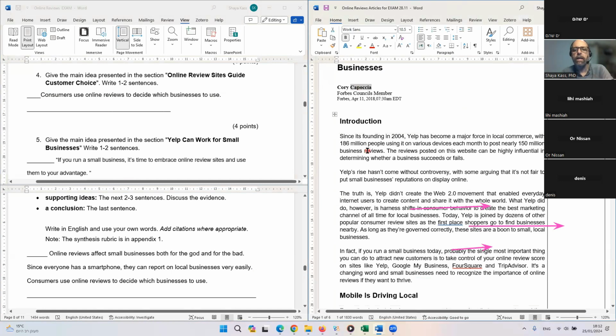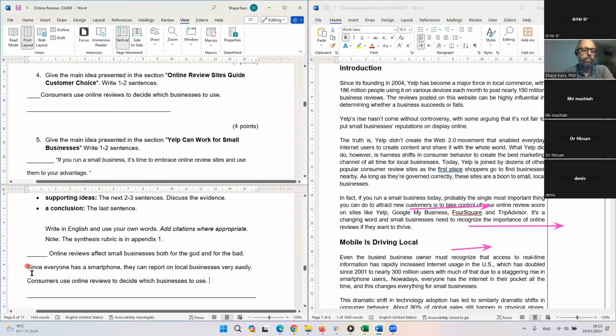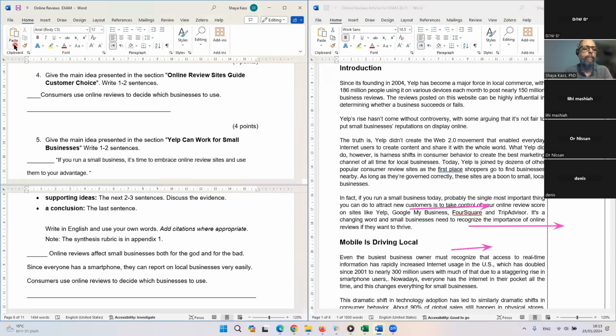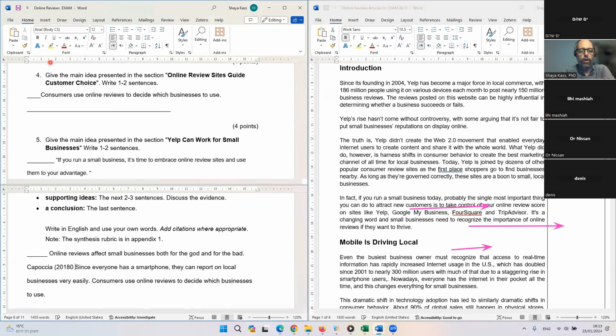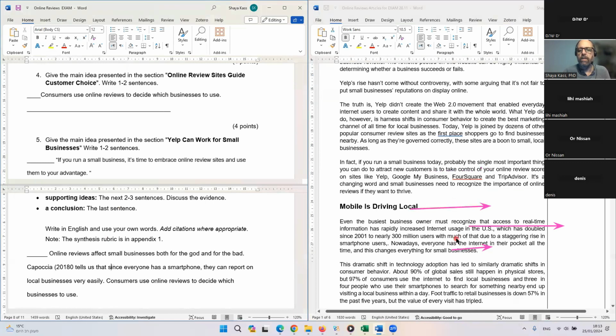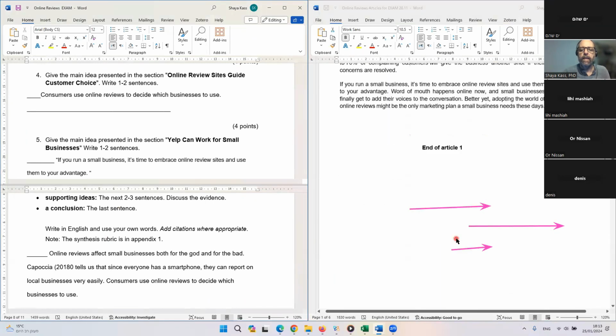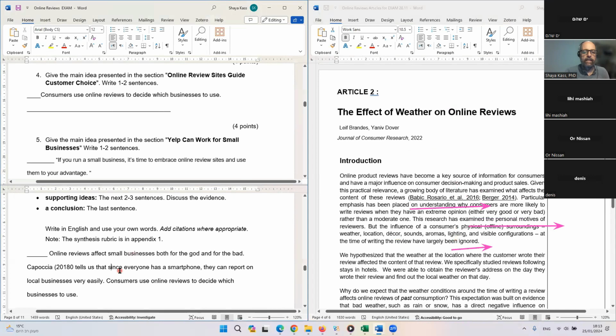Capoccia, 2018, tells us that since everyone has a smartphone that can report on local businesses easily, consumers use online reviews to decide which businesses to use. Okay. And now that's 2 sentences. I only need 3 or 4. This is Brandeis and Dover, 2022.